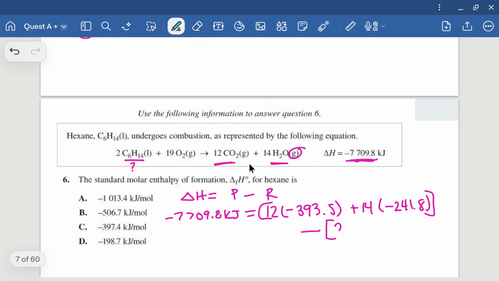So we'd subtract 2 times our unknown value of that hexane. And then you'd also have to just remember that an element by itself is just 0. So this one essentially we don't have to account for because it's just 0. And so now we can isolate our 2x and divide by 2. So as long as we do the math correctly, you'll see your answer is D.